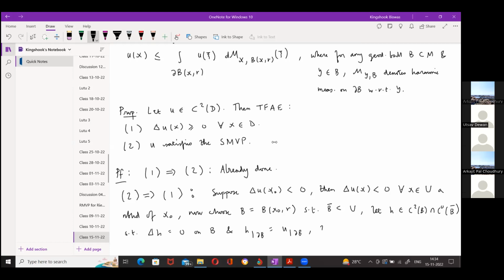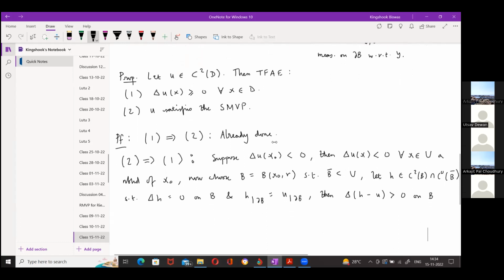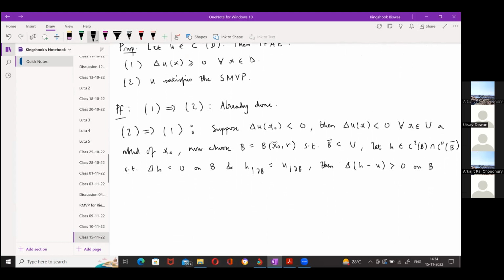So then the Laplacian of H minus U, this is strictly positive on the ball B, right? Yes, because the Laplacian of U is negative, so the Laplacian of H minus U is strictly positive on the ball B.